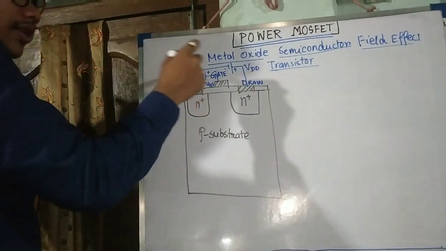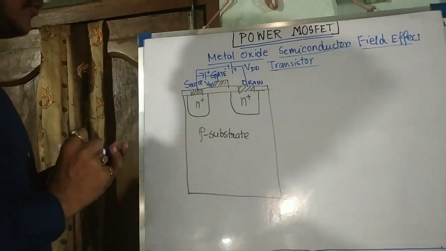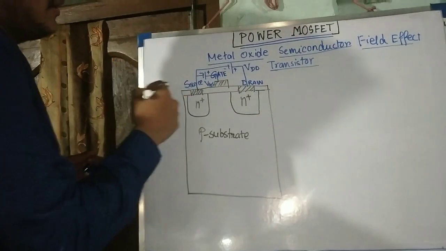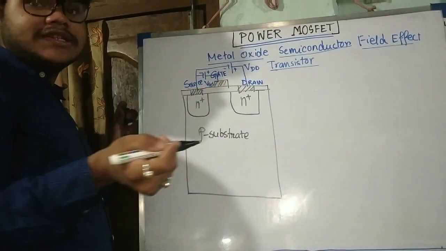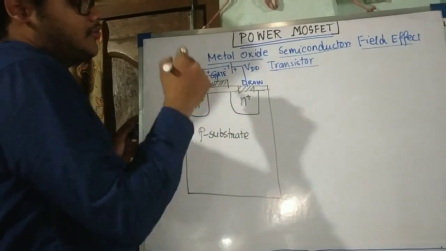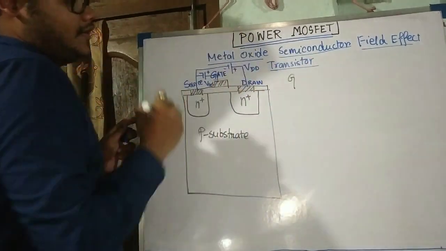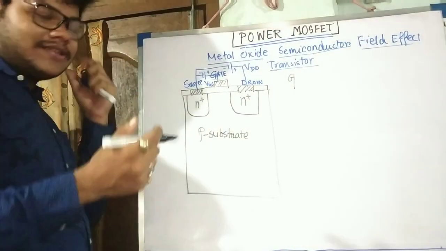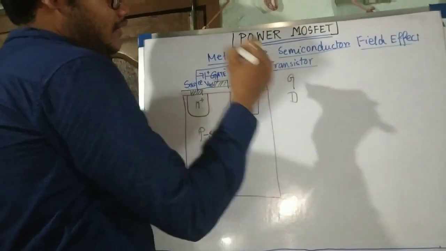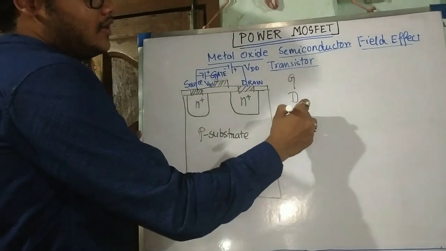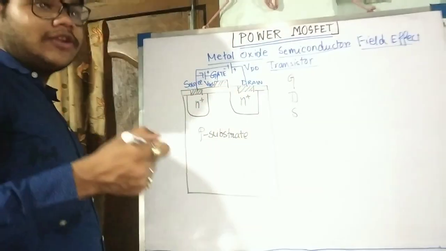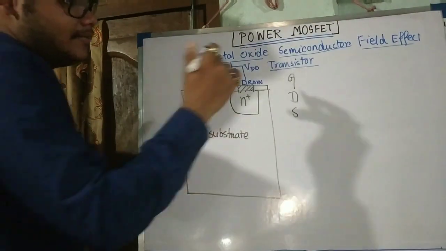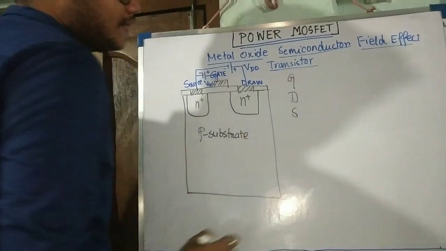See, this is the basic structure of a MOSFET. Like your BJT, it has again 3 terminals. The base of the BJT resembles the gate of the power MOSFET, the gate terminal. Next is your drain. Drain resembles the same characteristic as your collector terminal. And the source terminal is similar to the emitter in a normal BJT. So it has 3 terminals: gate, drain and source.